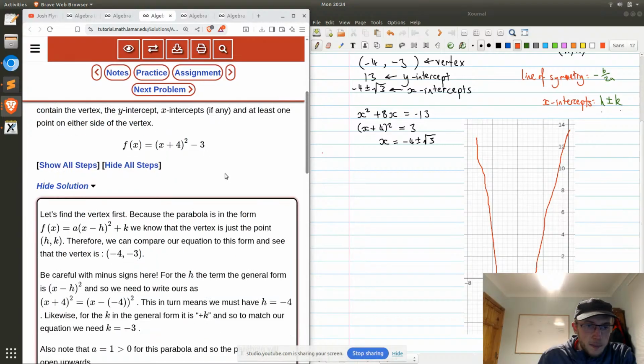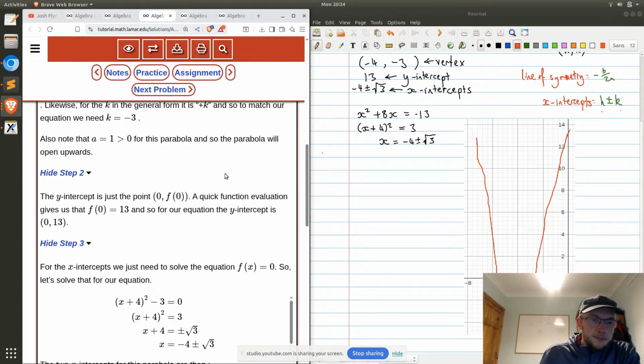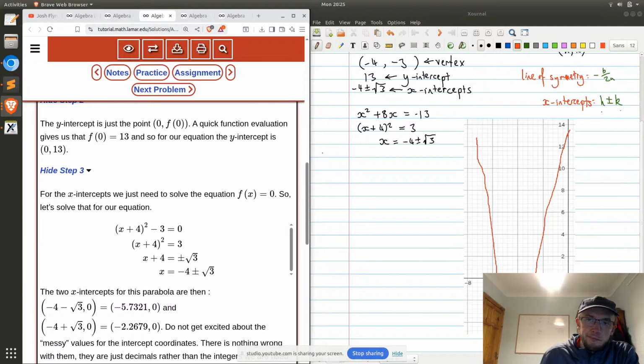Let's have a look. Yes, that was it: a, open brackets, x minus h, all squared, plus k. Sometimes I might drop a sign from memory. Okay, so they obtain the vertex quite easily. All right, so they obtain the x-intercepts.